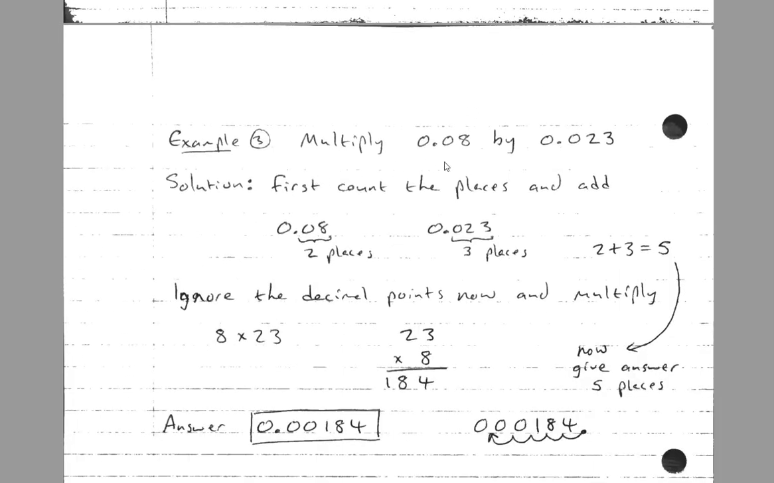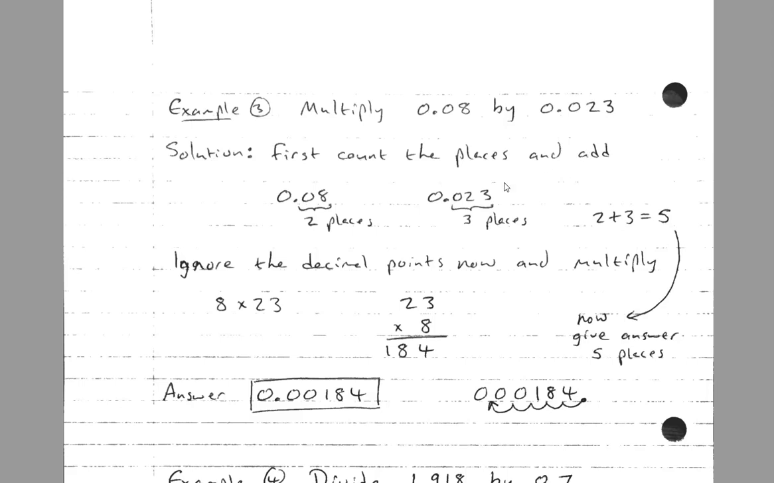But multiplying decimals is different. So here you're not lining anything up. Example 3, multiply 0.08 by 0.023. And the way to do it is to first add up the places. Okay, so this first decimal has 2 digits to the right of the decimal point, so 2 places. This one has 3 places, and 2 plus 3 is 5, so we want to give the answer 5 places.